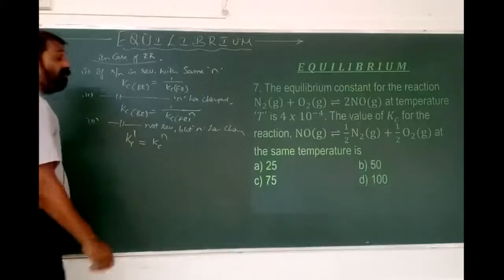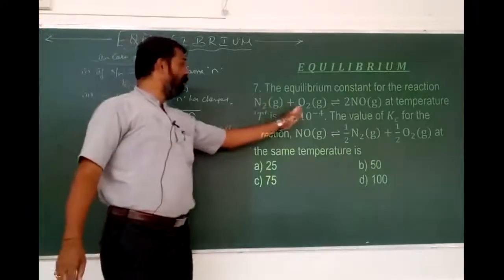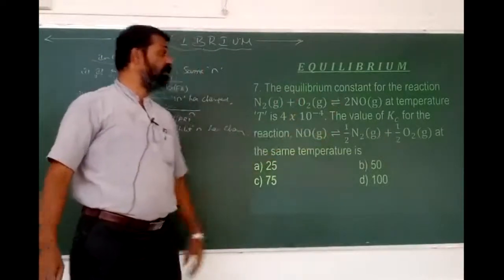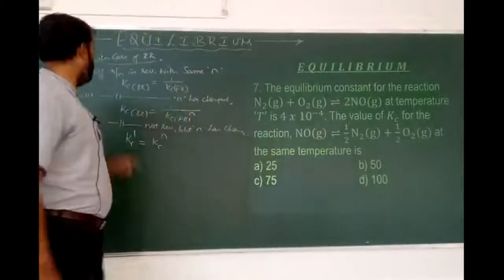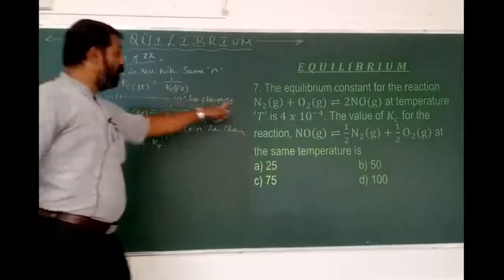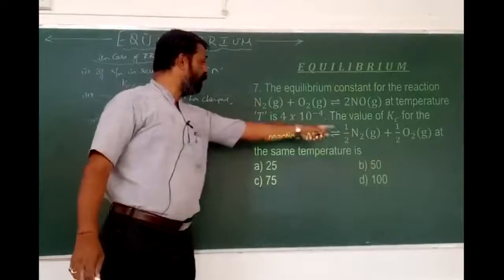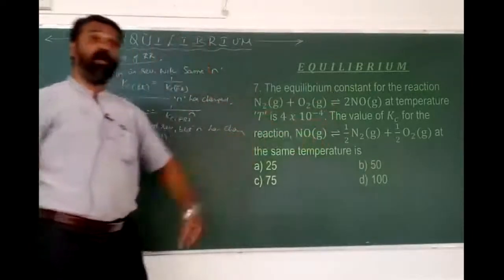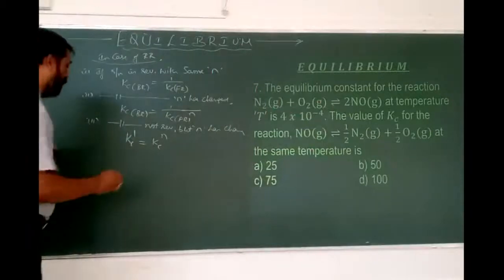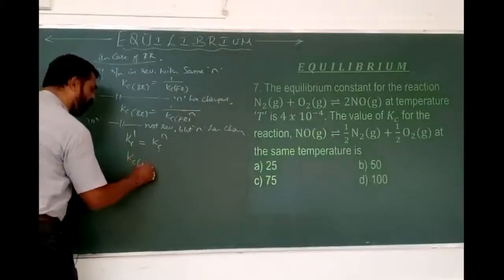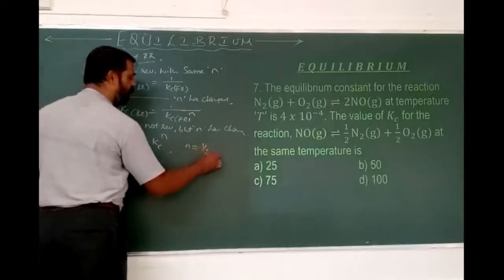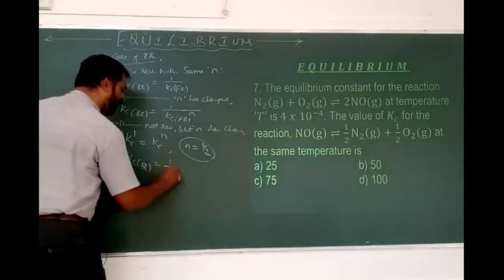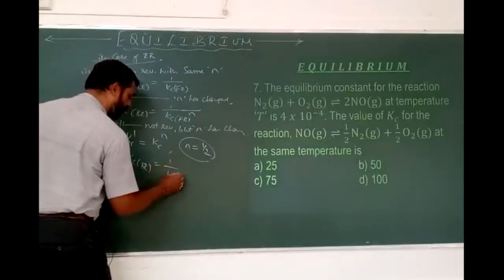Compare these two. N2 plus O2 gives rise to 2NO is converted to NO gives rise to half N2 plus half O2, which means the reaction is reversed. But the number of moles has changed: N2 is half, O2 is half, and 2NO becomes 1NO, so the number of moles gets decreased. Therefore, Kc for the backward reaction is 1 upon Kc for the forward reaction to the power of n, where n is half here, because it gets decreased by 2 times.